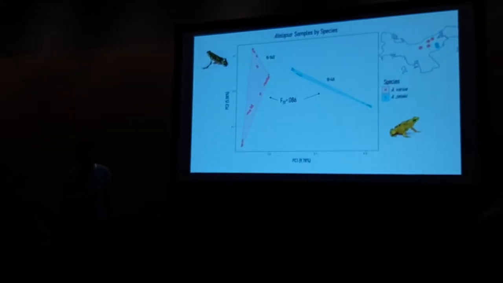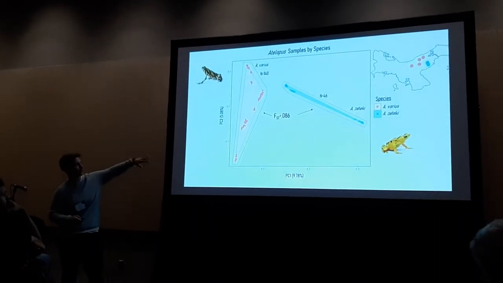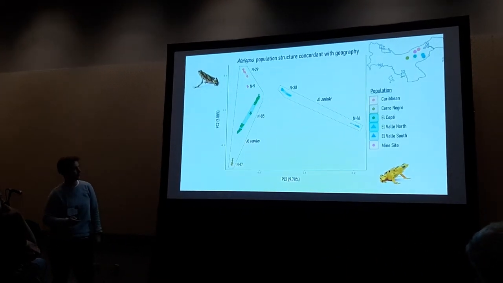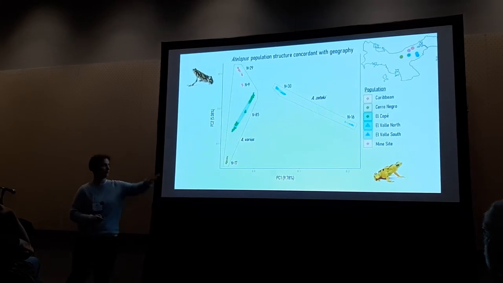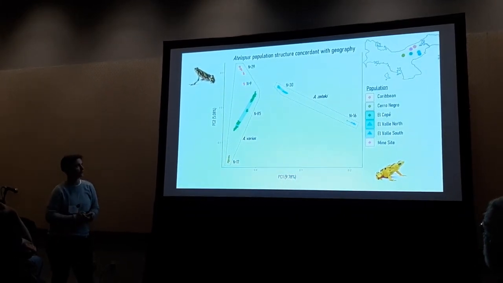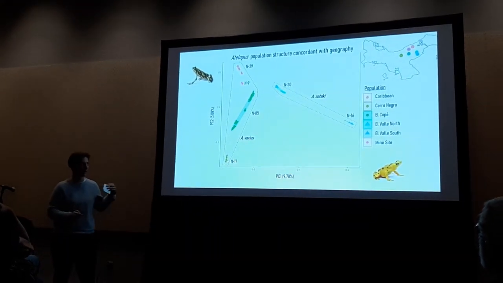All right, so let's jump into some of the results. I'll show you a few PCAs just to visualize the variants in our genetic data. We see PC1 generally separating our species out. I'll put a little box around them to orient you: varius here on the left and zeteki on the right. If we change the colors based on the populations, depicted in the map up there, we can see that population structure really strongly matches the geography. So there are really strong isolation by distance patterns in our data.